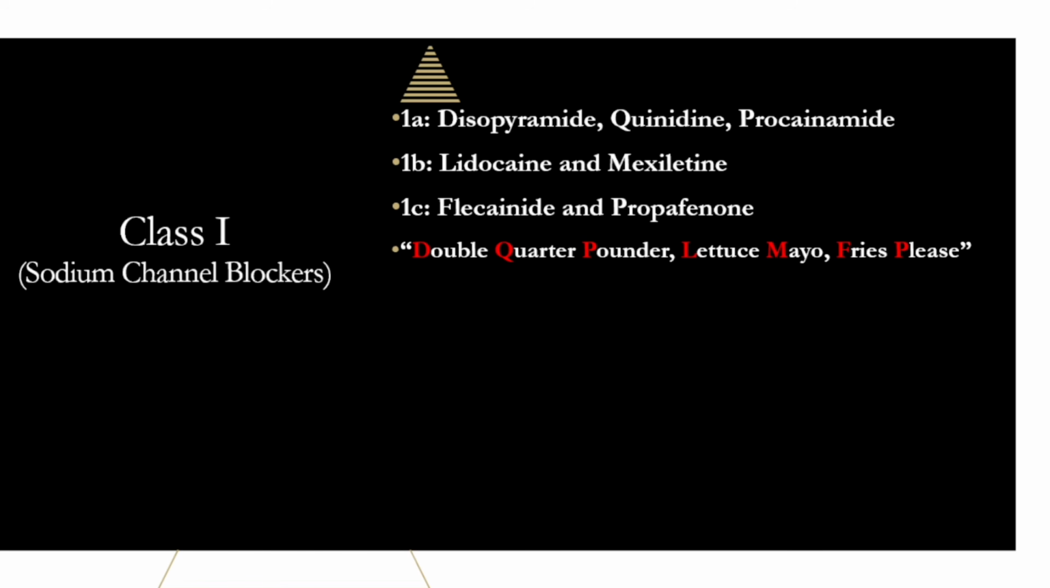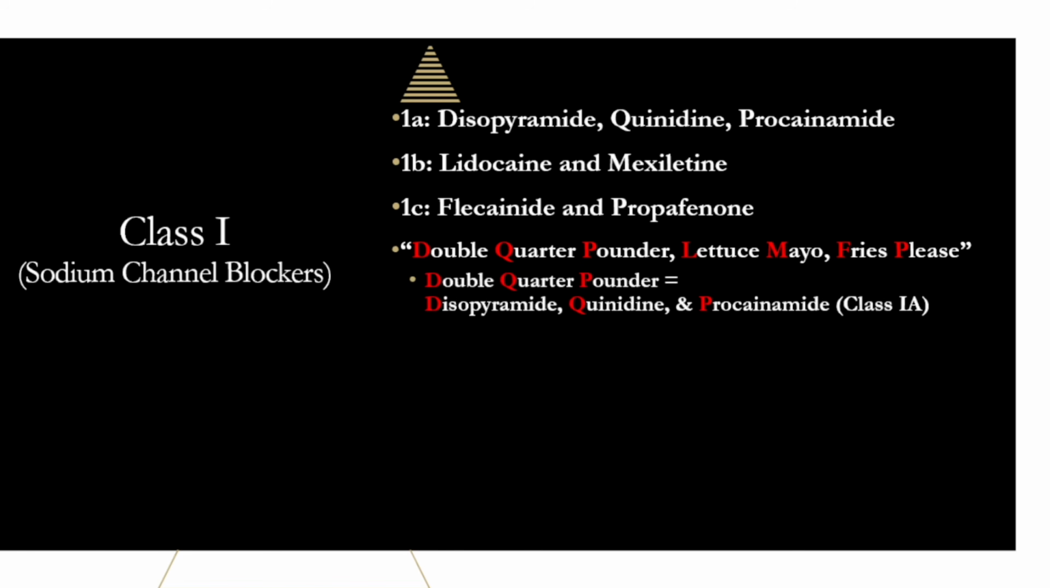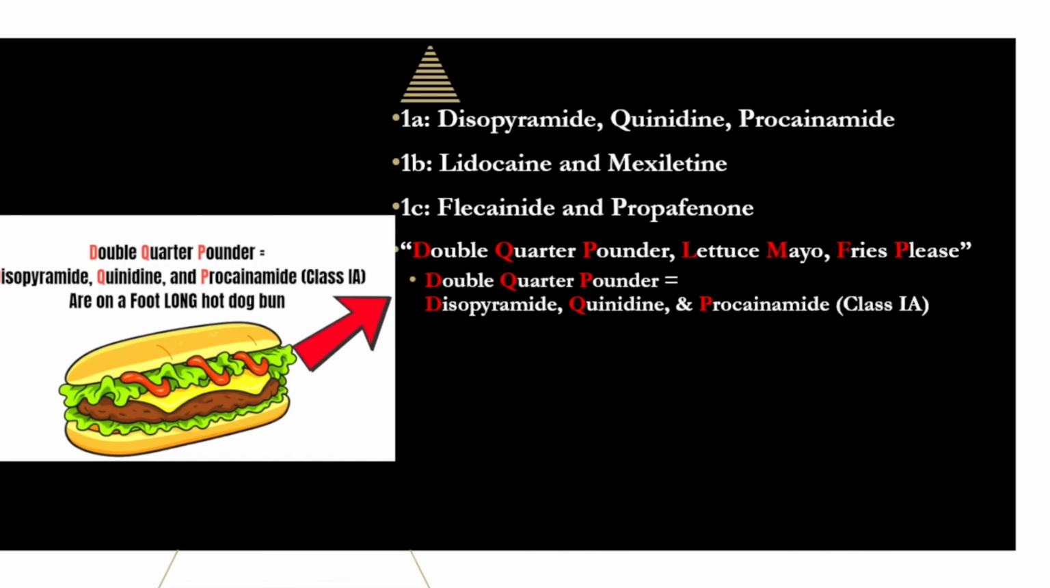So starting with your class 1A drugs, double quarter pounder, DQP stands for disopyramide, Q stands for quinidine, and P stands for procainamide. Now, I've got a little twist to this mnemonic that's going to help you remember a key feature of these 1A drugs that you cannot forget. Picture your double quarter pounder not on a regular hamburger bun. Instead, imagine it stuffed inside a foot-long hot dog bun. A double quarter pounder in a foot-long hot dog bun. It sounds odd now, but trust me, it will make sense soon.